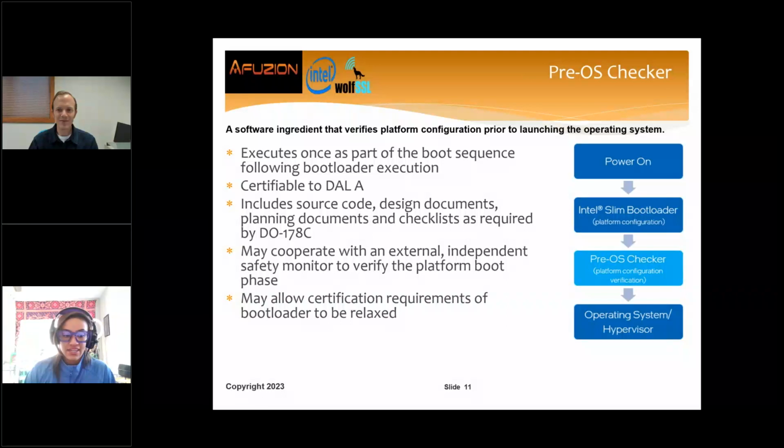This is available for license late next year. And with that, the next slide.